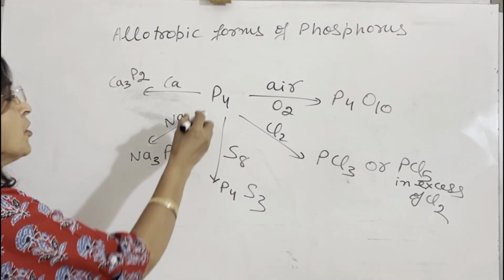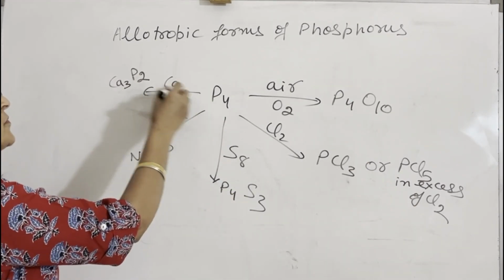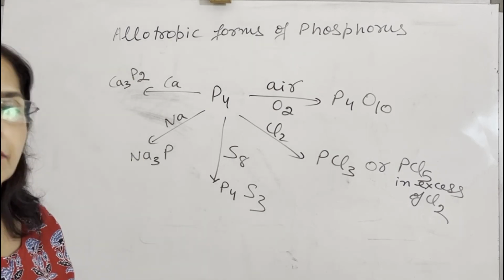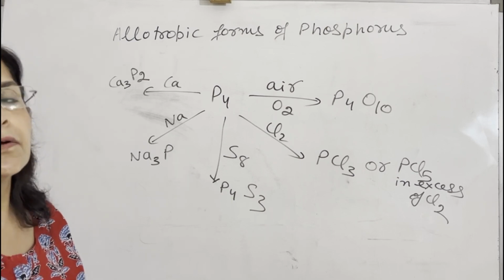With sulfur, sulfide forms. With sodium, sodium phosphide forms. With calcium, calcium phosphide forms. Same reactions take place with red phosphorus, although red phosphorus is less reactive than white phosphorus.